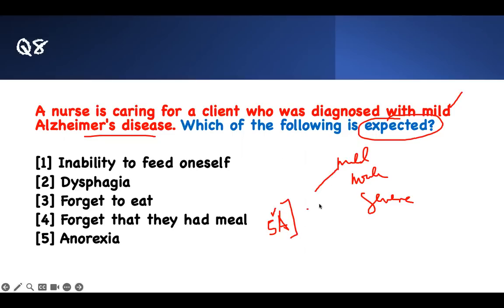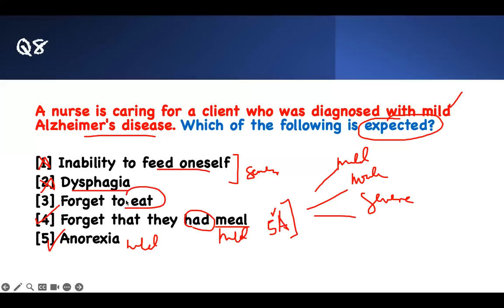But specifically for mild to moderate, yeah, you have to be able to distinguish between them. When they have dysphagia, okay, and they cannot take care of themselves, inability to feed oneself, they can't feed themselves at all, and they have dysphagia. This is a severe form. If they have anorexia, yeah, this is a mild form. They don't want to eat. And they forget that they had a meal. They will eat anyway, but they forget that they already ate. It's mild disease.